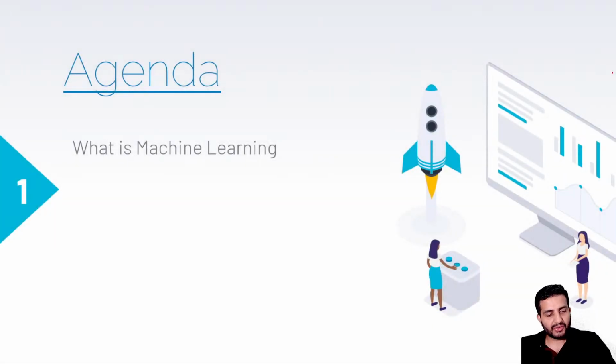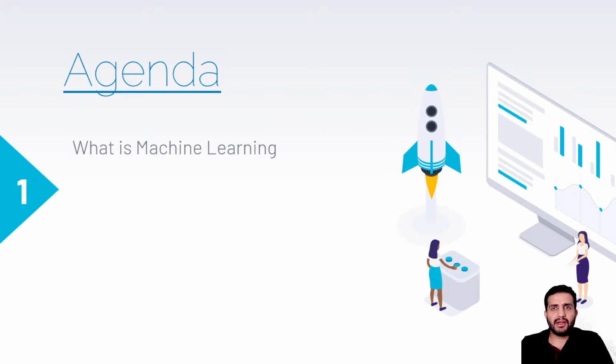Now talking about today's agenda, it's pretty concise. We will be talking about what exactly machine learning is, and I will try to give you a fair idea of how machine learning is used. Even before that, what is machine learning? What do you mean by machine learning? And what are the different aspects of machine learning? That is where we will be talking about things.